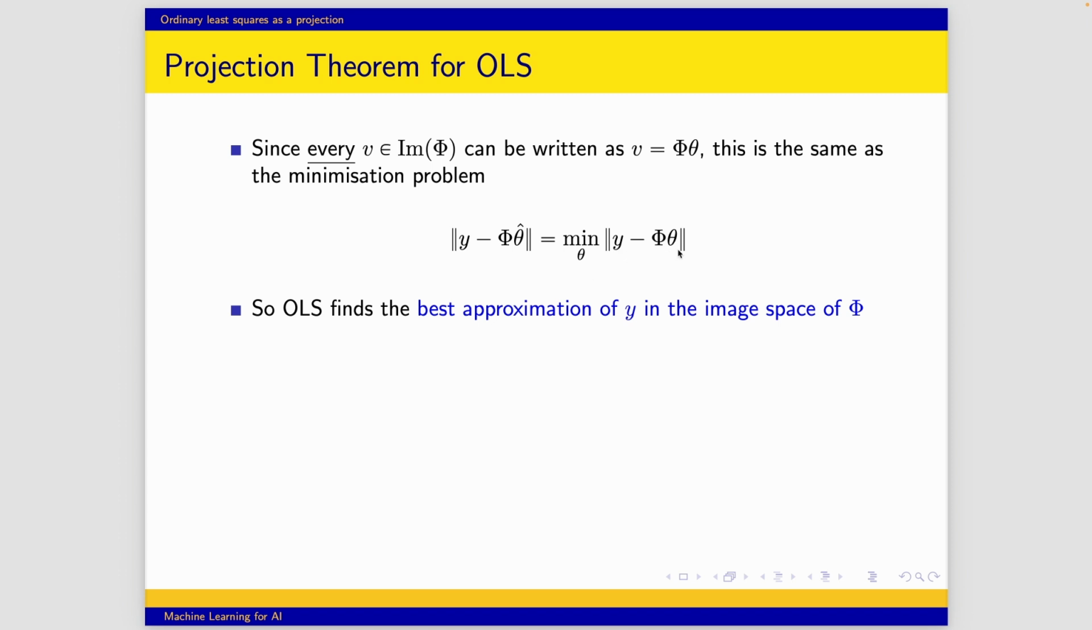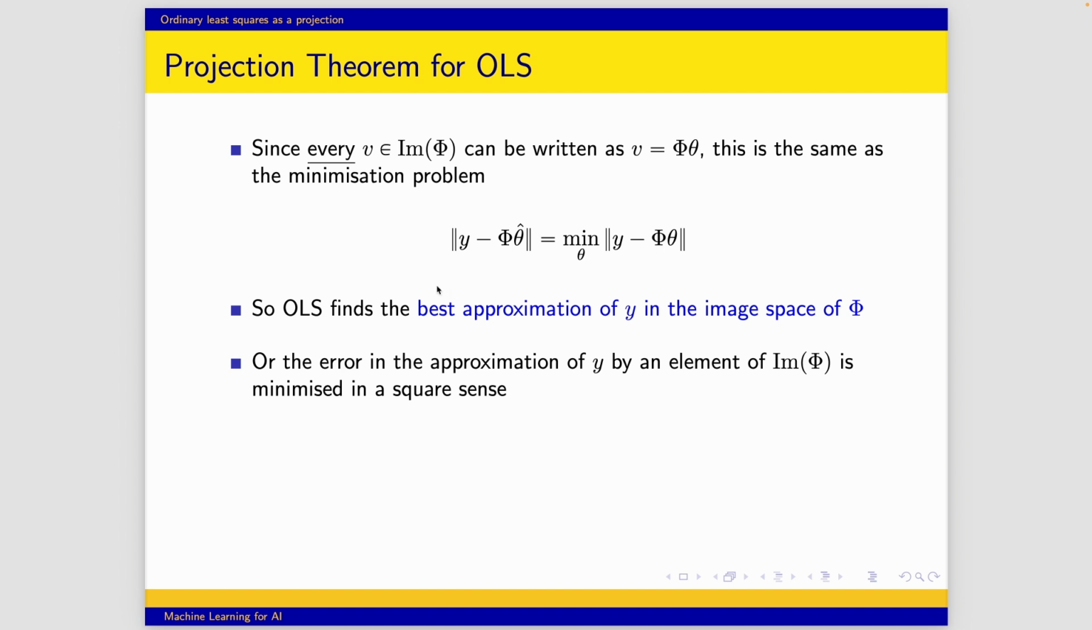The reason we get the 2 norm is because we use the standard inner product. And the norm induced by the standard inner product is precisely the standard 2 norm, the Euclidean norm. Or another way we could say this is the error in the approximation of Y by an element in the image space is minimized in a square sense, right? Which is precisely a statement of ordinary least squares. Now, the ordinary least squares solution is given by this. So we've derived this already.